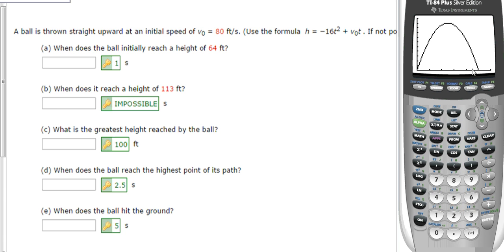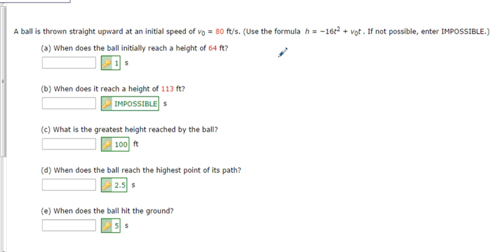Now we're going to take all those factors into account when we're trying to solve all the parts of this problem. So let's go ahead and start. Part A says, when does the ball initially reach a height of 64 feet? All we're going to do is plug the number 64 in for h. So let's do that. 64 equals negative 16 t squared plus, remember we said v sub 0 is 80, times t. Now we're looking to solve this equation for t.